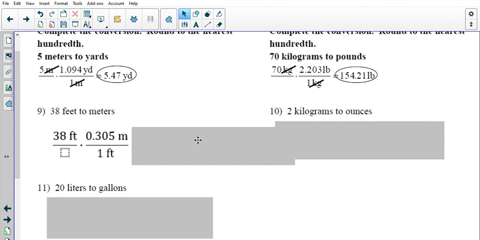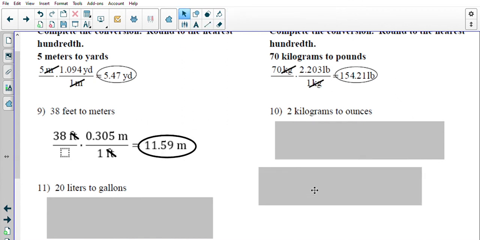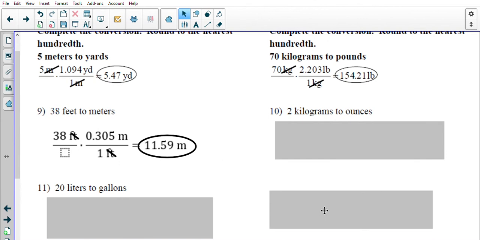So I put 1 foot on the bottom, and I've got meters on the top. So to find my solution, I can take 38 times 0.305, which is going to get me 11.59 meters. I did do it the opposite way using the other conversion between meters and feet. Again, I don't have it memorized, where I had to take 38 divided by a value, and I still got 11.59. Just ended up being a longer decimal that I would need to round.